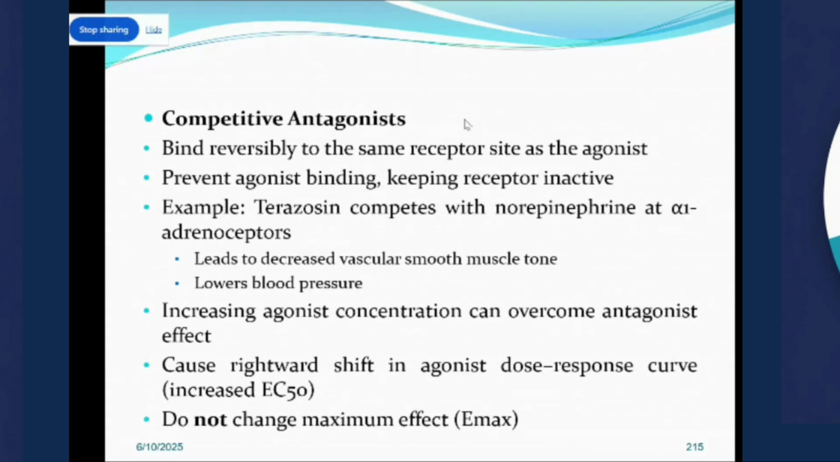Competitive antagonists. Let's read that. Somebody to read that.